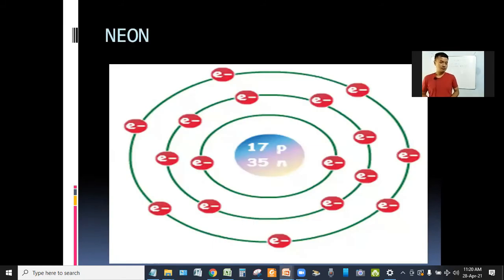In this diagram, in this picture, this is neon, a noble gas. We can see that in the outermost shell, we have only 8 electrons. That means it is very stable. That is why it doesn't combine with other elements. Here, let's see an example of a noble gas. Say neon. This neon has 8 electrons in the outermost shell, or the valence shell.